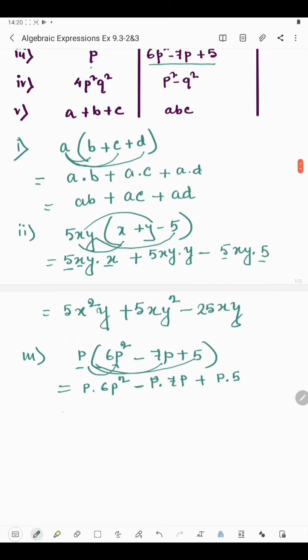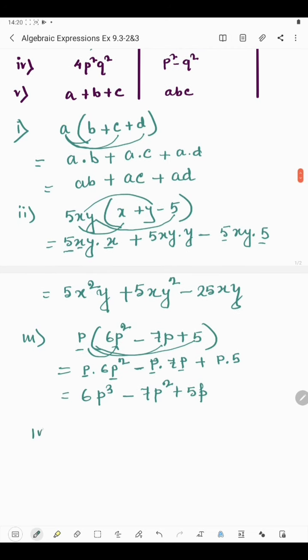Okay, now we will write the number at first. We will write 6. Now here p is present one time and here 2 times, so it's 3. The power of p will be 3, minus 7. P is present twice, so it's p square, then 5p. Okay, now coming to the fourth part.